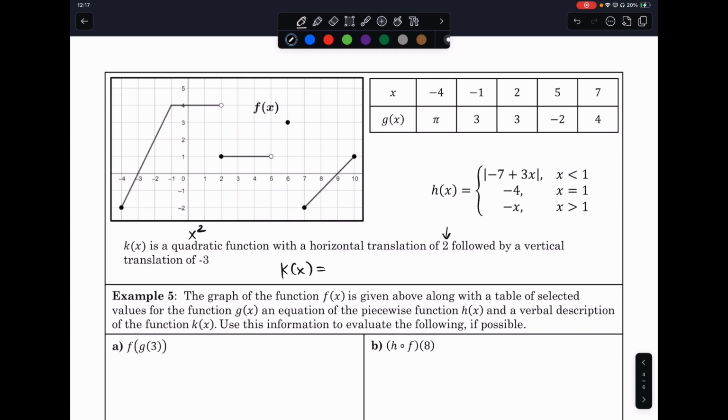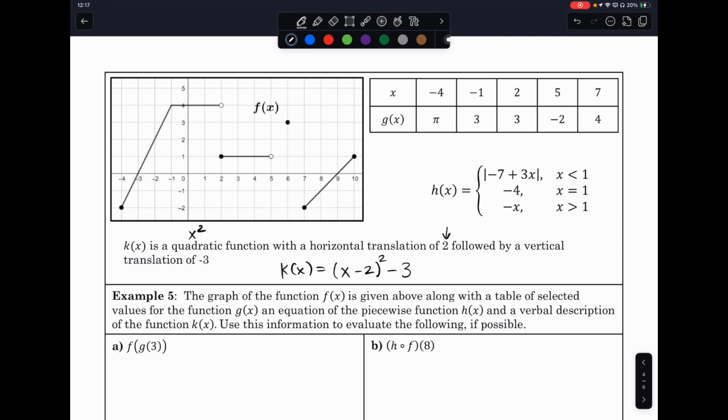x minus 2, in order to move it to the right, because it's +2, so we want to move it to the right, that's going to be -2 to the second power. And a vertical translation of -3, so we want to move it down 3, so -3. So this is what k equals. It's a quadratic equation that has been shifted 2 units to the right and 3 units down.